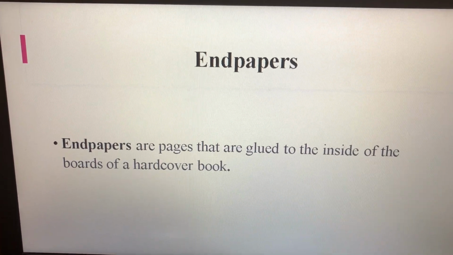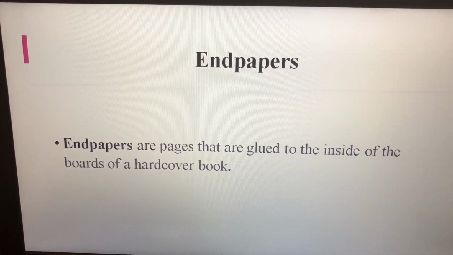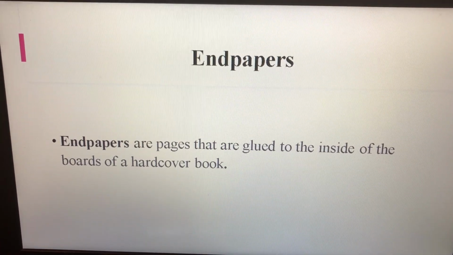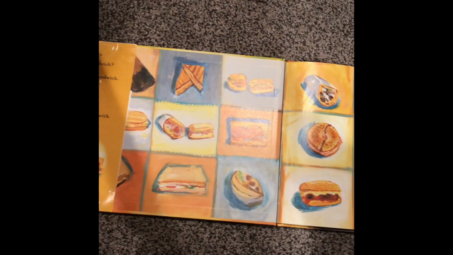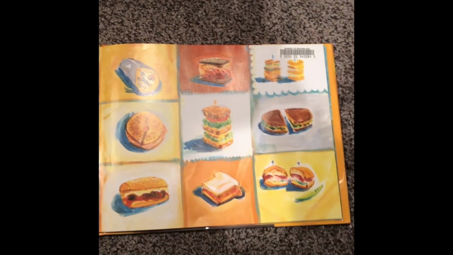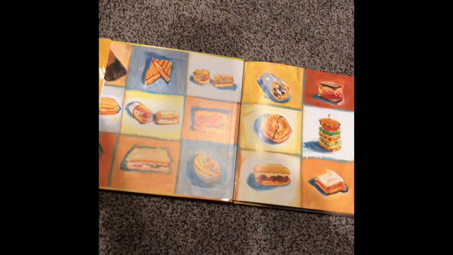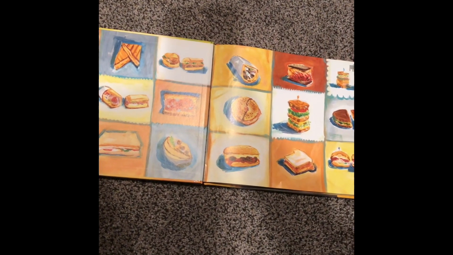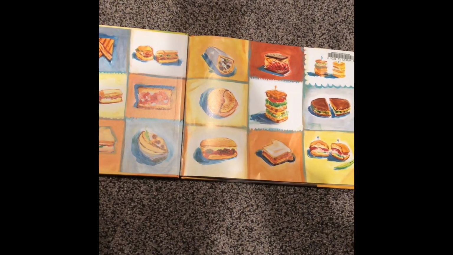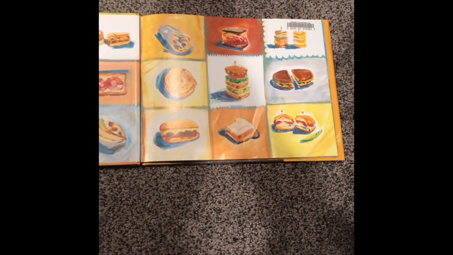Now we are looking at end papers. Those are pages that are glued to the inside of the boards of a hardcover book. So here are examples of end papers. So this is in the book, The Bear Ate Your Sandwich. So end papers often give us clues about the story that the book tells. What clues do you see here? Do you notice a lot of different sandwiches? Because I do.